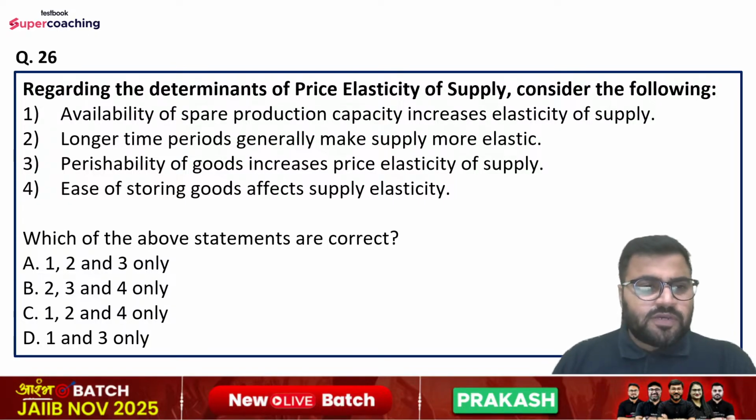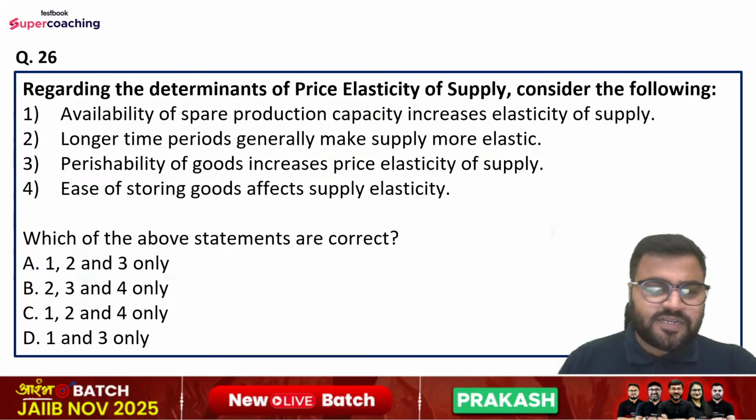Consider the following statements. Availability of spare production capacity increases elasticity of supply. Longer time periods generally make supply more elastic. Perishability of goods increases price elasticity of supply, or ease of storing goods affects supply elasticity. Which of the above statements are correct?